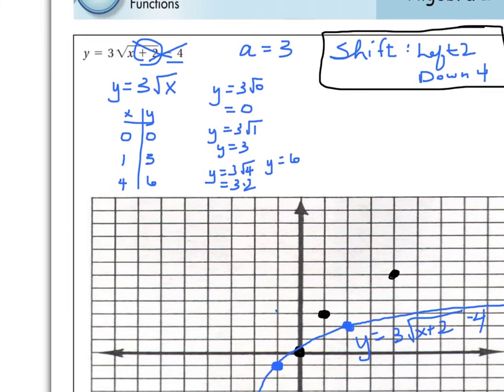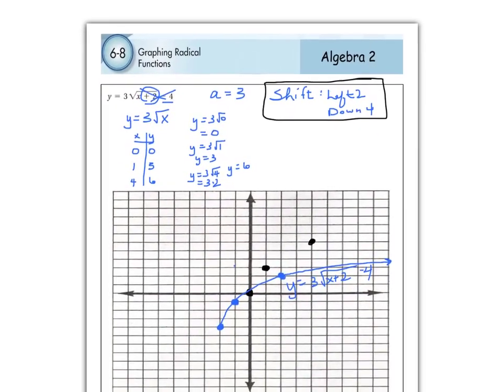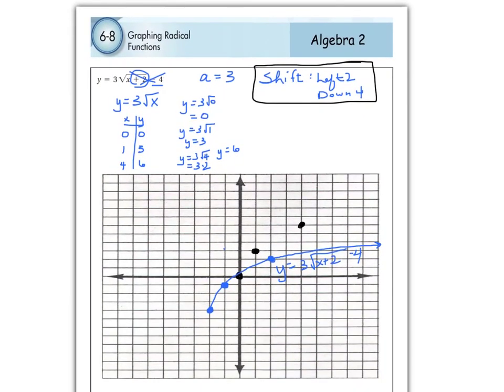Okay, graphing radical equations. Again, we go through these. You should start to see a pattern as we go through these, and they should work out a little bit better for you.